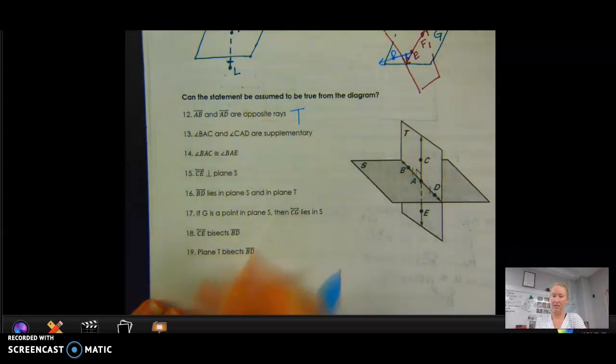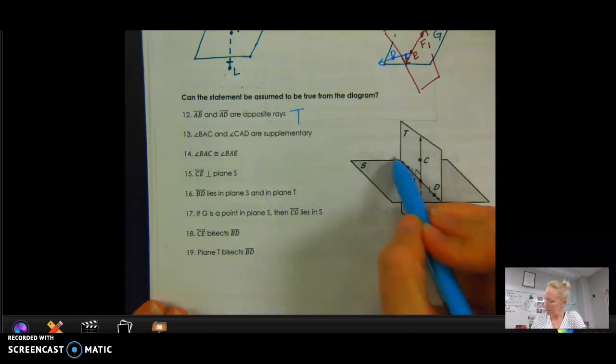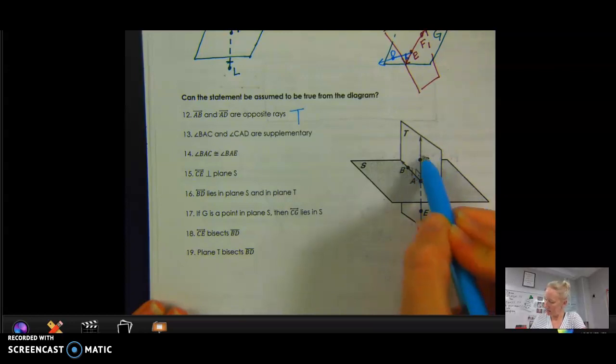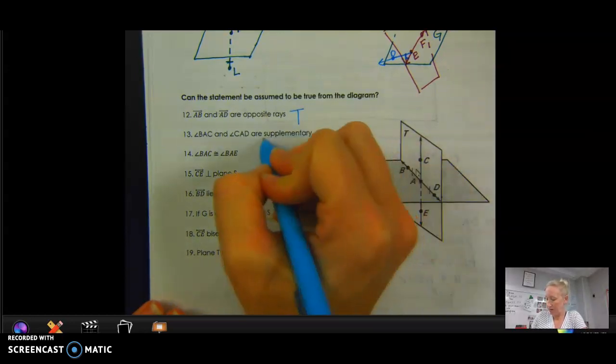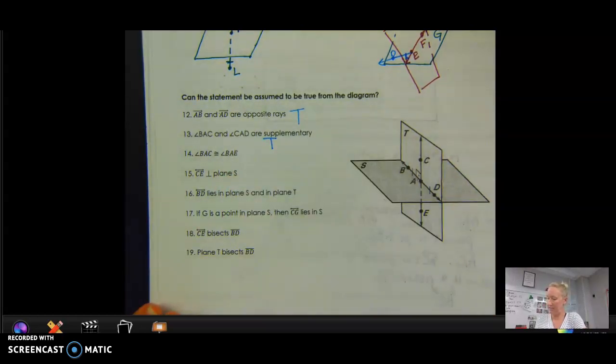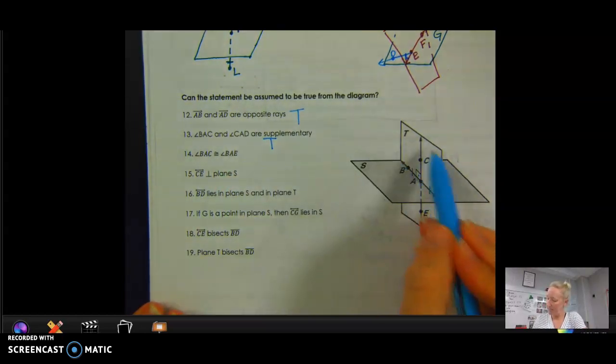So try 13 through 19 on your own, so pause me, unpause me when you're done. Angle B to A to C, so this angle, and C to A to D are supplementary. Well, they do make a straight line, so that would also be true, because A to D is a straight line.